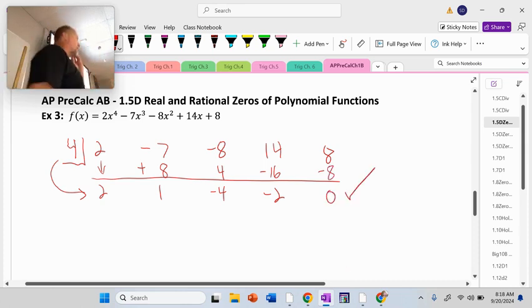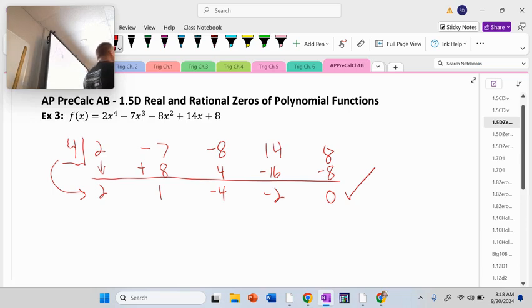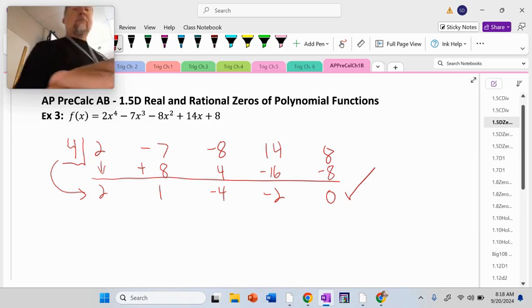We saw what we saw, and it's been verified. 4 is a 0, so it's an x-intercept. And then we're going to find out later other things that we can do with this. I got to move this arrow, though.